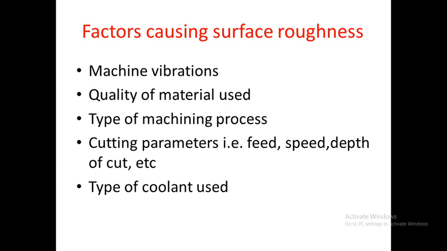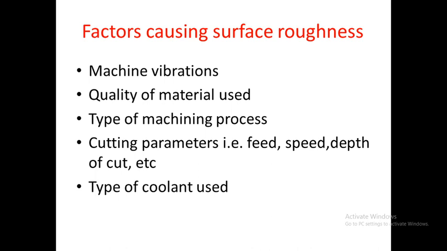Third is the type of machining process. Surface roughness also depends upon what type of machining process we are using on the workpiece. For example, if we perform a turning or facing operation on a manual lathe machine, then the surface roughness will be high, or we can say that the surface of the object will be less smooth. Similarly, if we perform the same turning and facing operation on a CNC lathe machine, then the finish obtained on the surface will be very high. So the surface roughness also depends upon what type of machining process we are using.